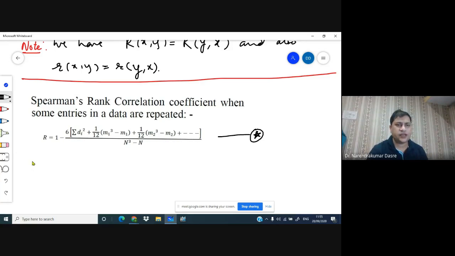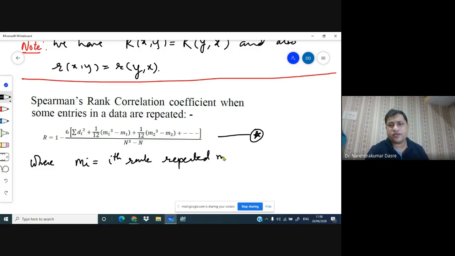So what you can say is, where mi is equal to the ith rank repeated mi times. What is mi here? It is the rank repeated mi times. When your data has some same observations, that becomes the case of repeated rank.